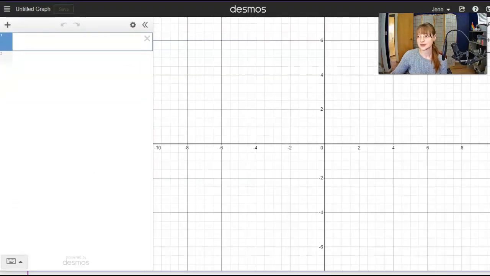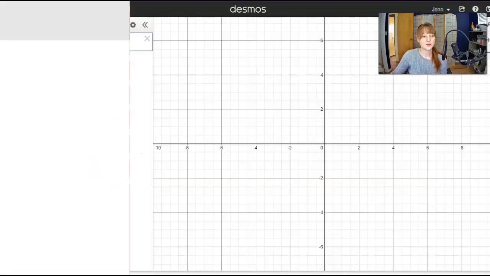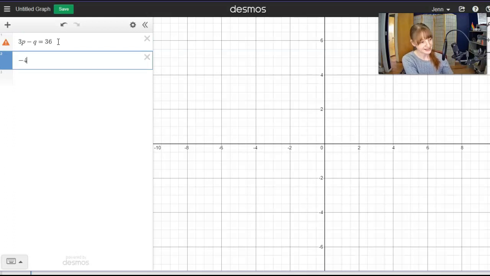So here's Desmos. And if I want to type in these same equations, remember this was 3p minus q equals 36, I'm going to type them in exactly as it said. -4p plus q equals -67. And you can see here Desmos doesn't recognize those, it doesn't understand. So I'm going to need to change those to x and y, x and y.